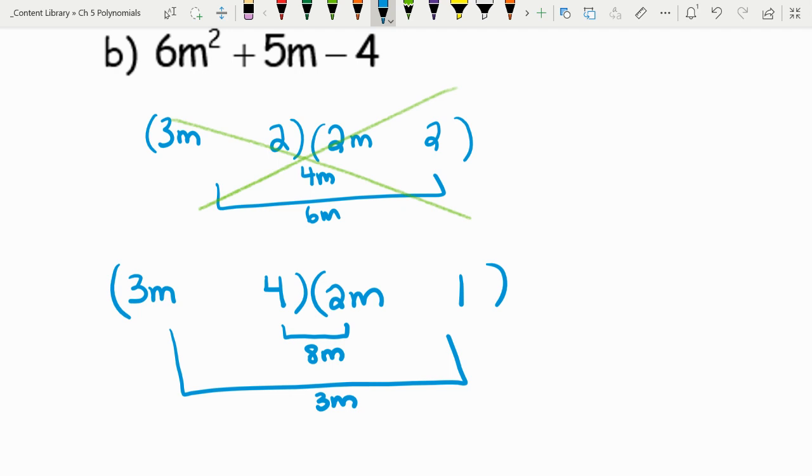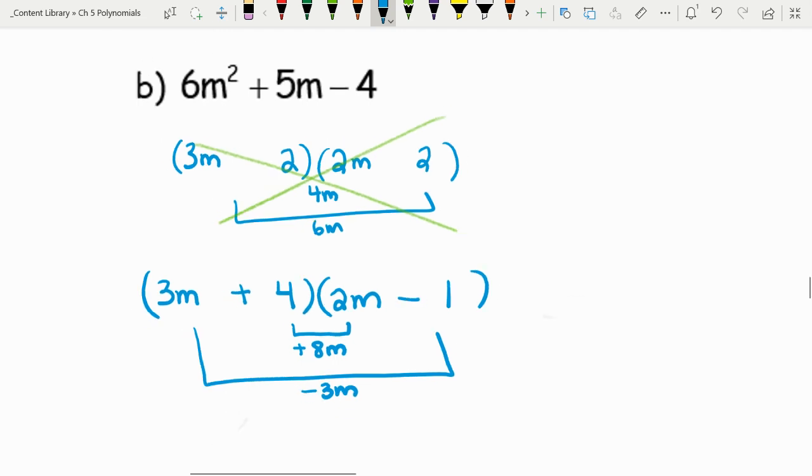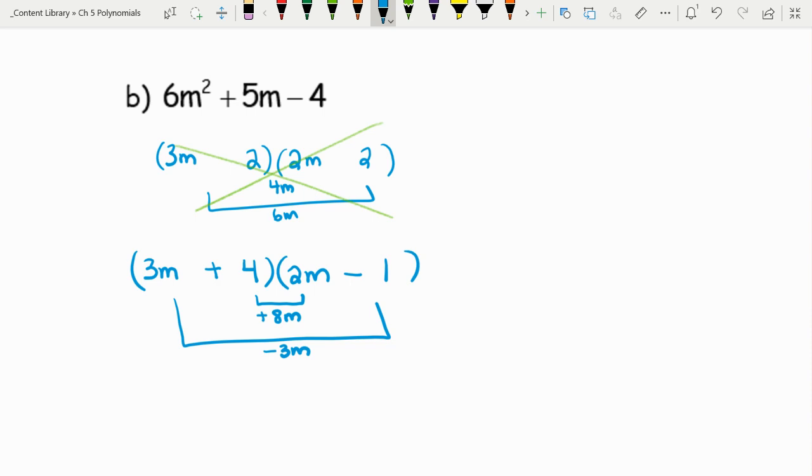So I'm not crossing them, like erasing them, just because I want you to see: oh, I tried it, it didn't work, I moved on. So this one, the smaller combination, doesn't work. I had to go to the 4 and 1 to make it work.